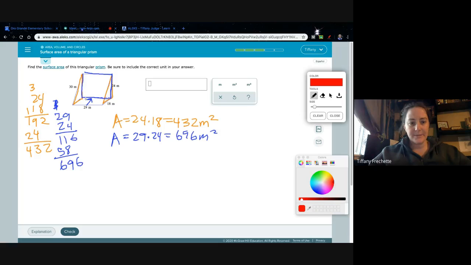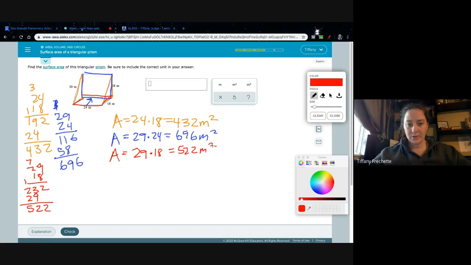We get 696 meters squared. All right, let's look at the bottom side. Okay, so area equals 29 times 18. So 29 times 18, that gives us 72. And that's 16 plus 7, that's 23. And then we have 9 and 2. 2, 10, 11, 12, and 5. 522 meters squared.